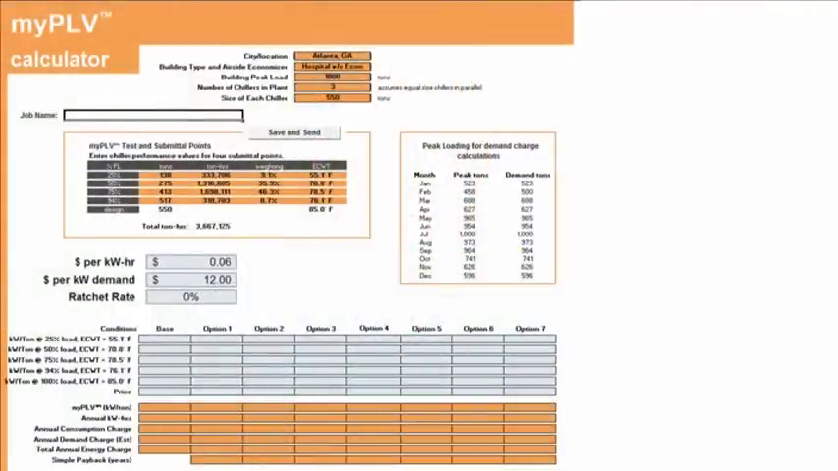You then define your consumption and demand rates, including a ratchet charge if applicable. Following that, you get performance ratings for the chillers that you're considering, and you can quickly compare options. And remember, the performance is at your project's custom-weighted conditions.